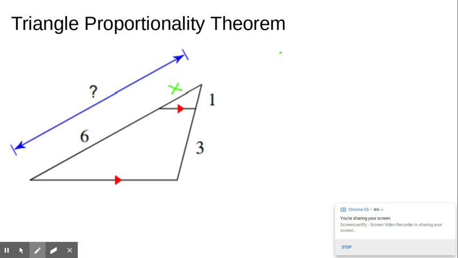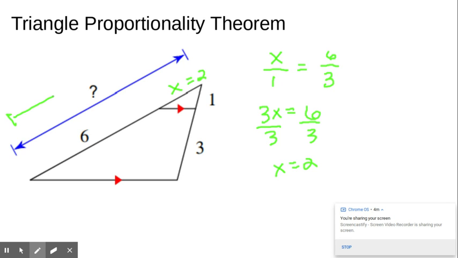So for my proportion, I usually start with X. X corresponds with 1. That's segment up top over segment up top equals, I'm going to go back to the left side, and I'm going to put 6 over 3. We cross multiply here. 3 times X is 3X. And 1 times 6 is 6. If I divide by 3, I get x equals 2. Well, that's great, but that's not my answer. I know that this is now 2. They want the entire thing, and the entire thing is created by taking 6 plus 2. So my official answer for this side is 8.